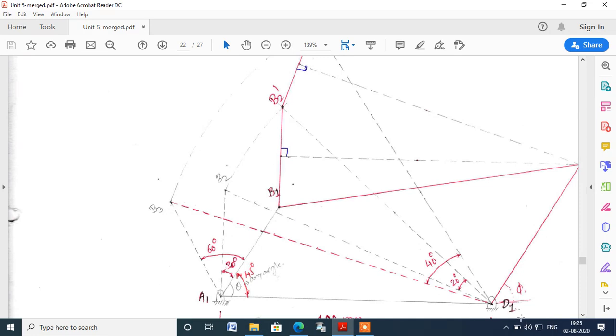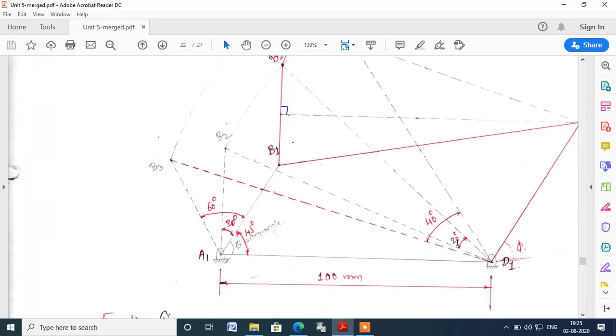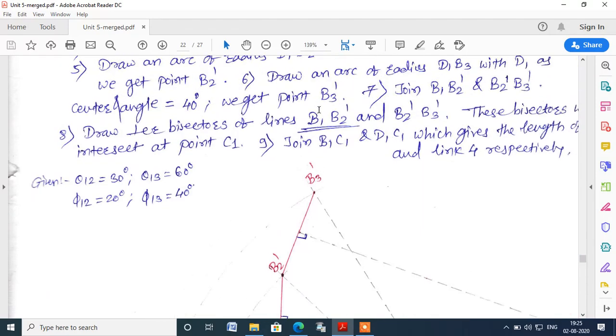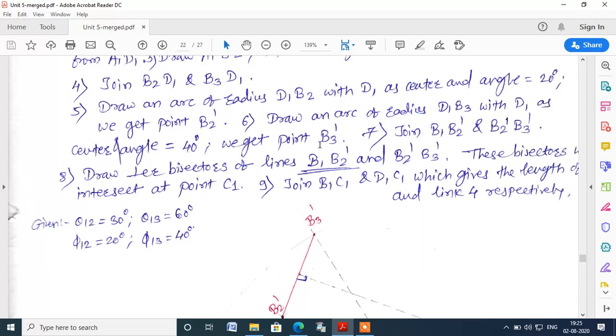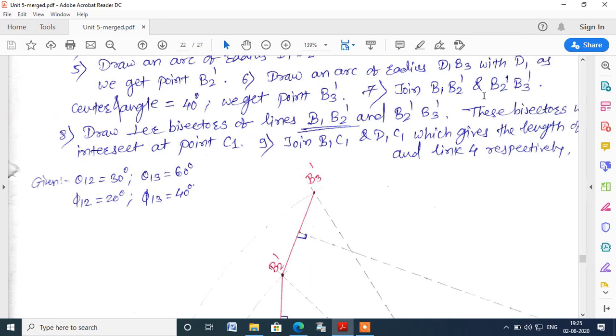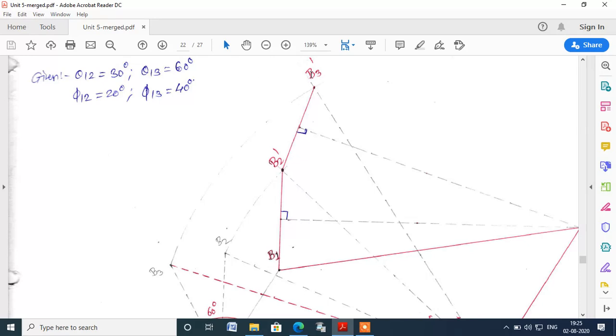Similarly, join B3 with D1. Take distance B3 D1 in the compass with D1 as a center. Draw another arc, and take the angle 40 degree from B3 D1. It is mentioned in the problem. So take the angle 40 degree from B3 D1 and draw one line. That line and this arc meet somewhere and that point is marked as B3 dash. Then join B1 B2 dash and join B2 dash B3 dash.